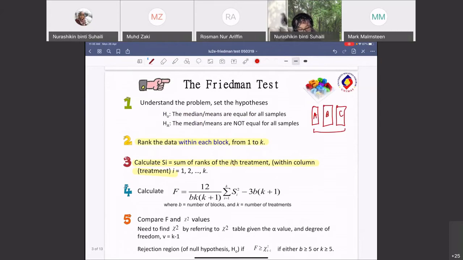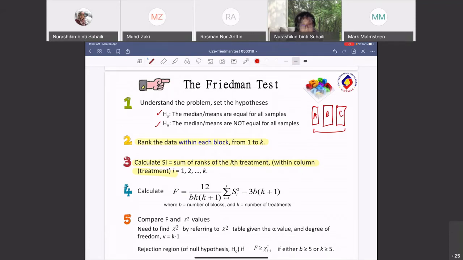The first step is to set the hypothesis. So you have to mention all the samples, how I taught it for the Kruskal-Wallis. You have to mention for the null and for the alternative hypothesis. I think that's quite easy. And then the second step is to rank the data within each block. Okay, let's go through first the steps, and I'll explain later what is meant by that.